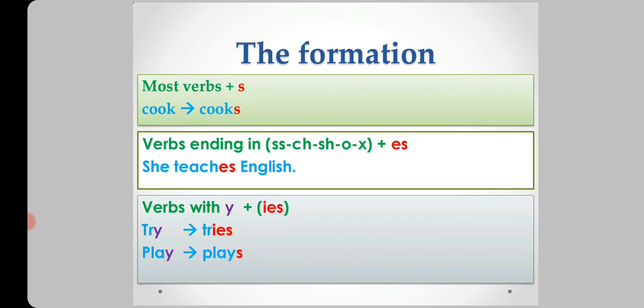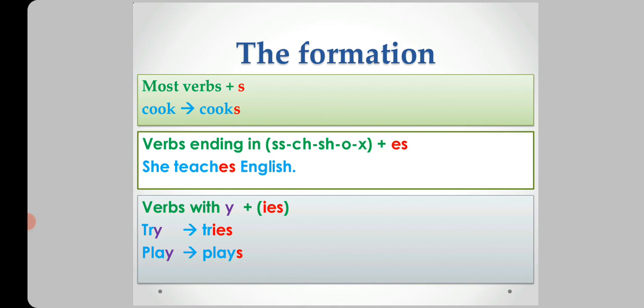The formation. Most verbs end with s. Cook, cooks. Verbs ending in ss, ch, sh, o, x, we can add es to the verb. For example, she teaches English. What about verbs with y? We have try and play. So what is the difference between try and play?